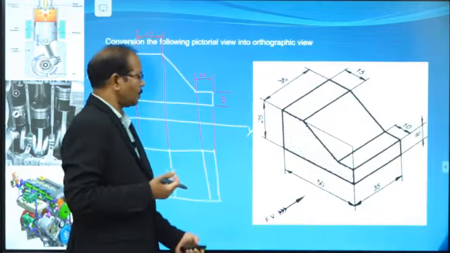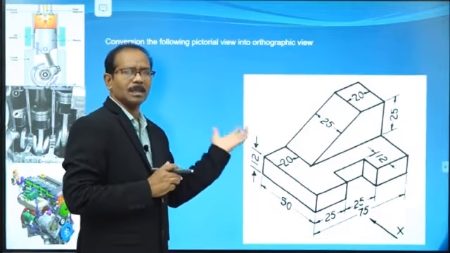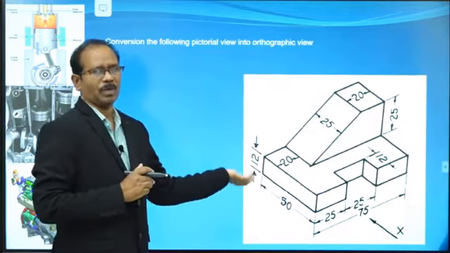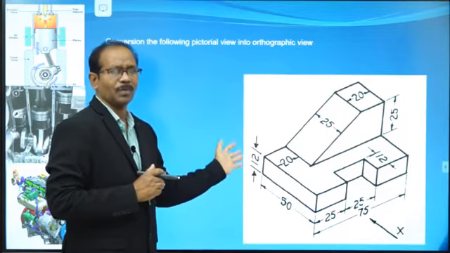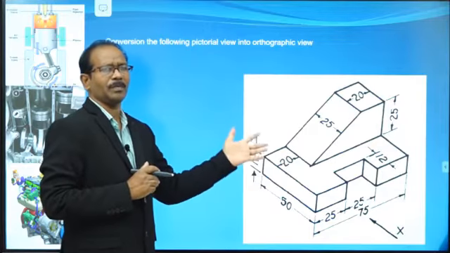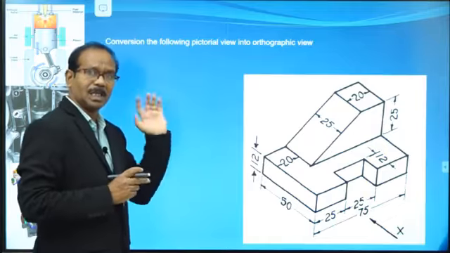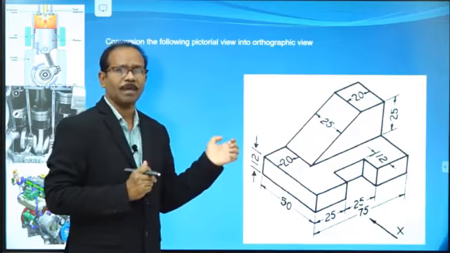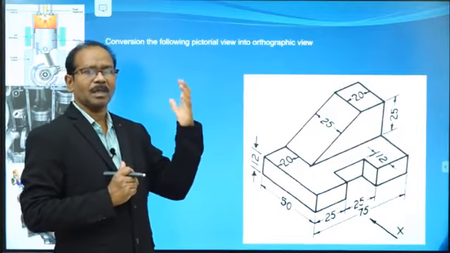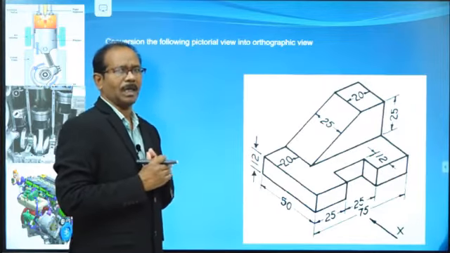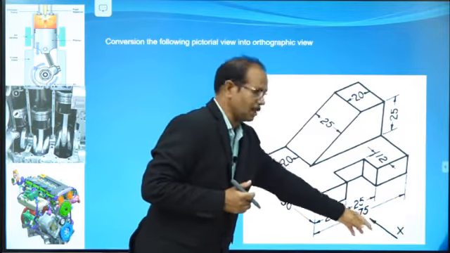Let's see the next problem. Now one more problem in this pictorial view. Convert this component into three views: front view, top view, or side view. How to draw the front view and top view? Just read that object thoroughly. Start with the front view, then complete the top view with a combination of vertical lines and horizontal lines. Let's see the front view direction. The X direction, we say, is the front view direction.